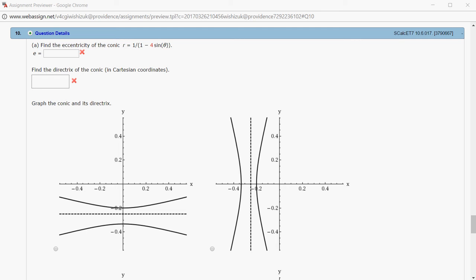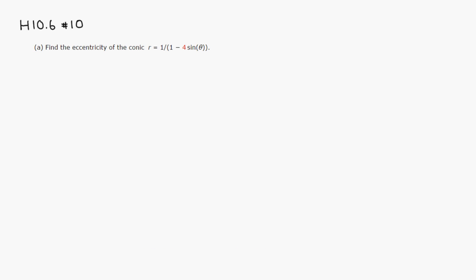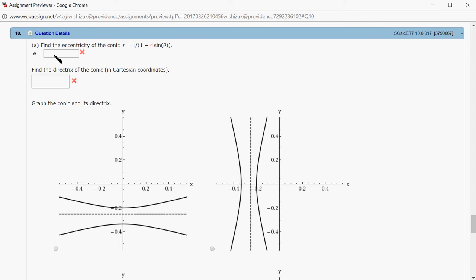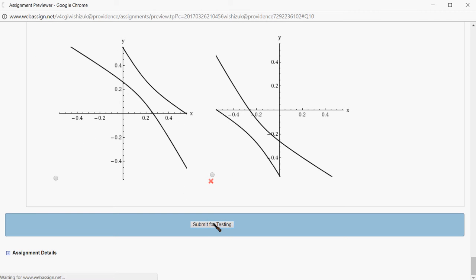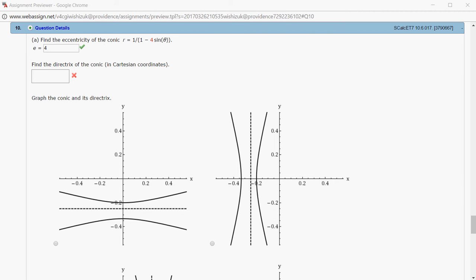All right, let's look at homework 10.6, problem number 10. First we want to find the eccentricity. Since we already have 1 here, the eccentricity just shows up right there. So we know that this is going to be 4. Let's check the answer. Submit for testing. I came back and it looks like we got this one correctly.